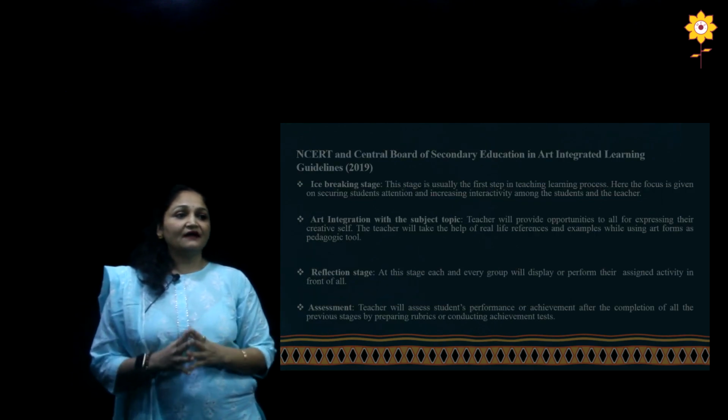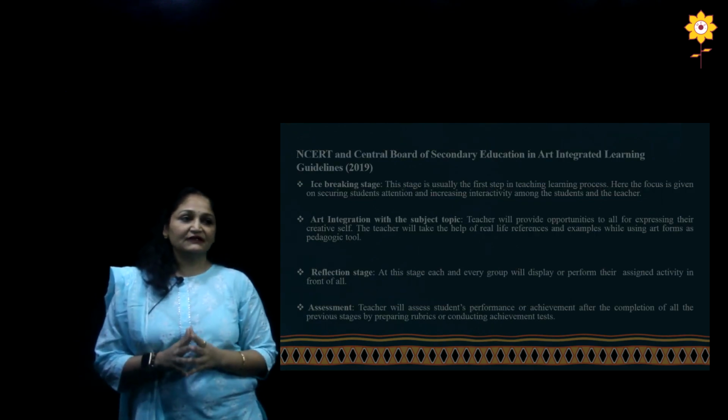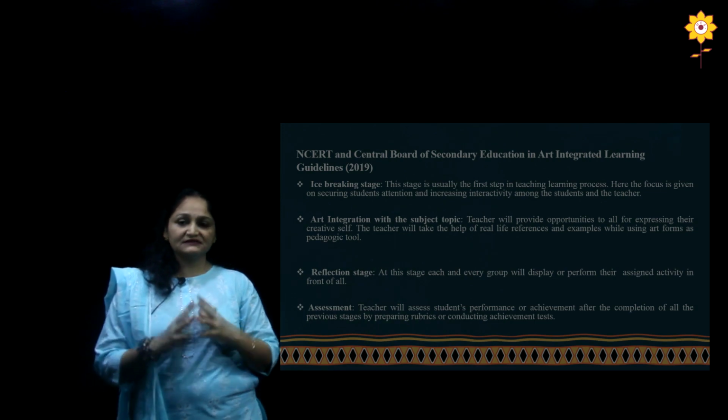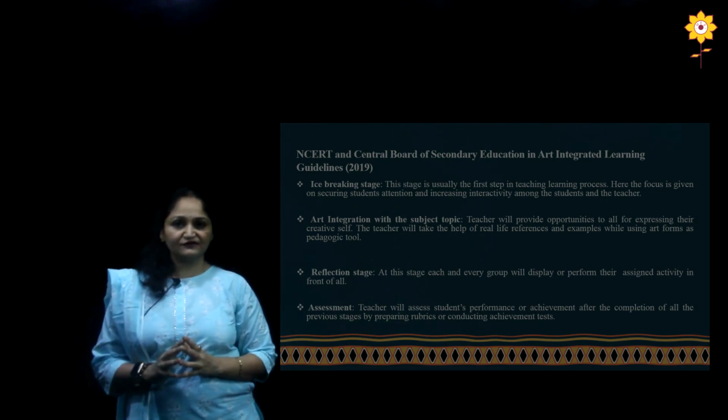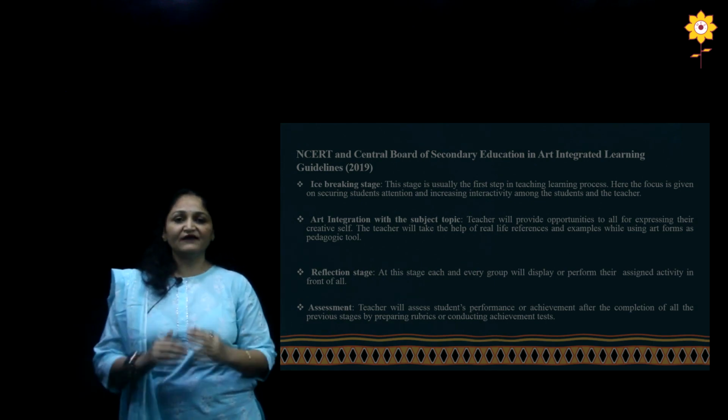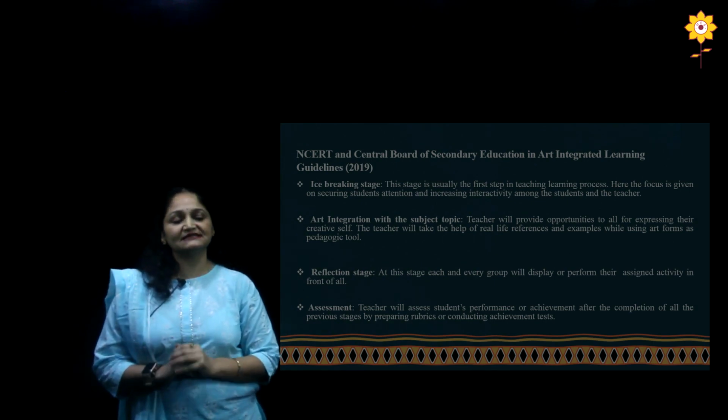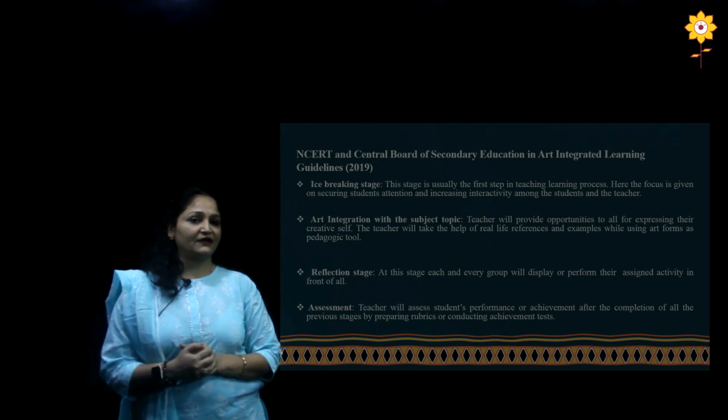Now, there are some guidelines which were given by NCERT to implement art integrated learning. It consists of four stages: the ice breaking stage, the art integration with the subject stage, the reflection stage, and the last stage is the assessment stage. Let's take them one by one.